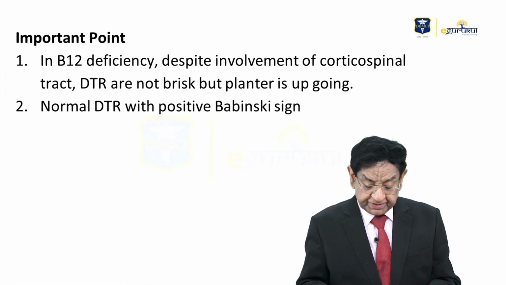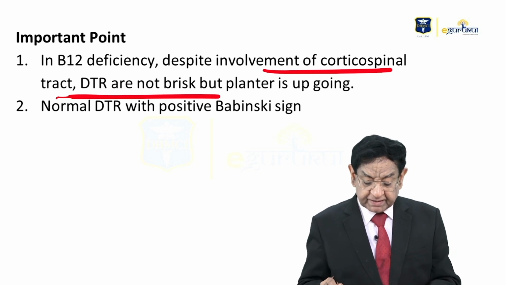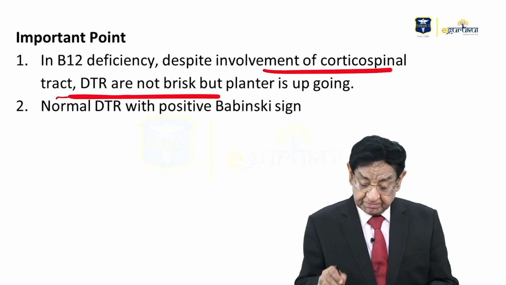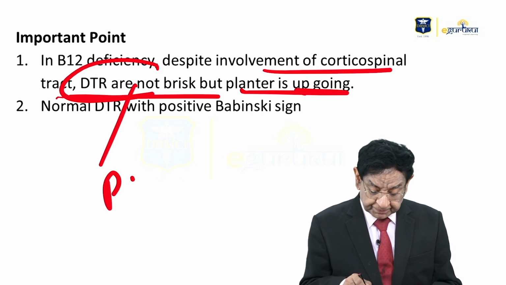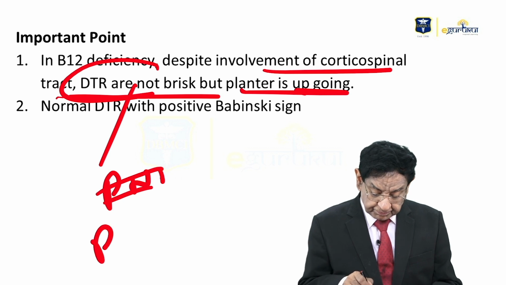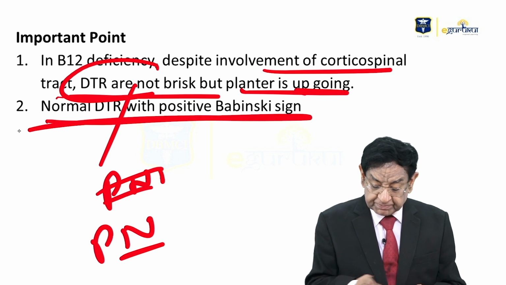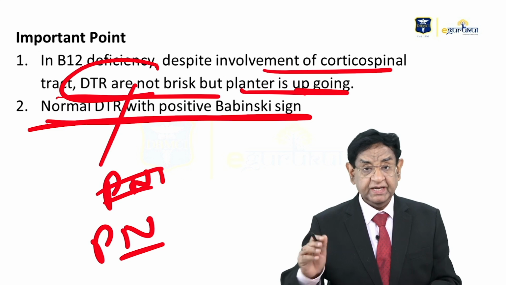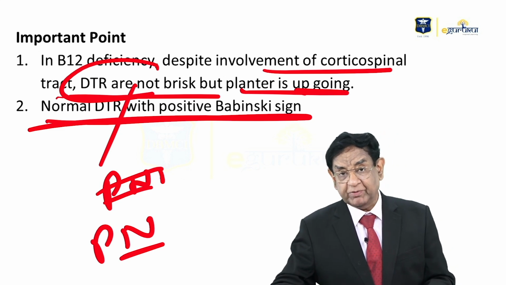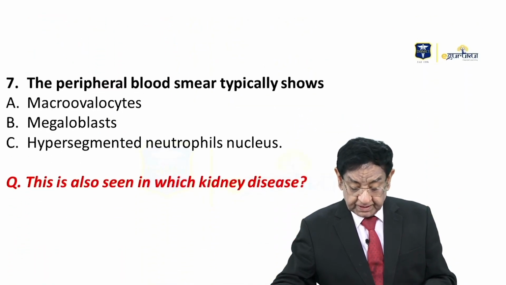Well, in B12 deficiency, despite involvement of the corticospinal tract, deep tendon reflexes may not be brisk, but plantars are upgoing. This is due to peripheral neuropathy, especially the ankle jerk. Normal DTR with positive Babinski sign is the classical thing that we can see. It's something unusual. Normally, we don't see this in a routine upper motor neuron lesion.